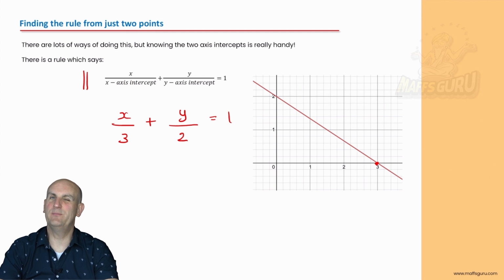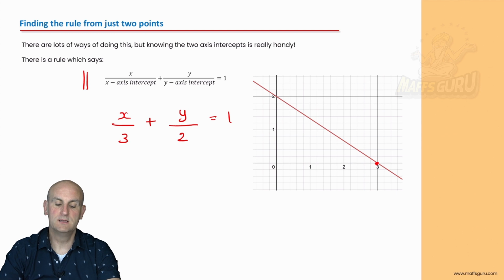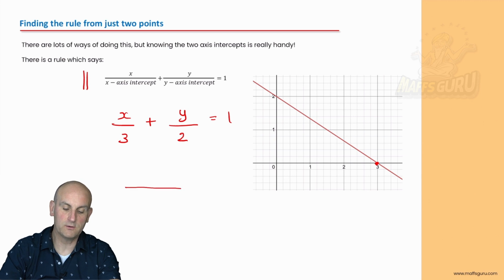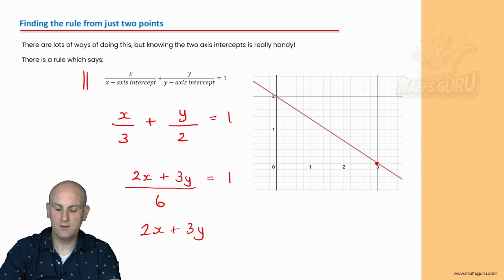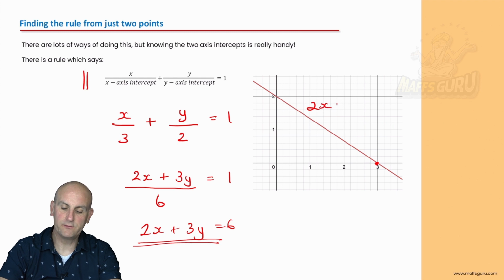Now we could leave it like that, but that's not in the right form. We'd like it to be in either gradient intercept form or intercept form. So what I'm going to do is take a common denominator of both of those. I'm going to turn them into a common denominator of 6. So 3 to 6 is doubled, so I need to double the x, 2 times x. 2 to 6 is done 3 times, so that becomes 3y equals 1. And then I'm going to multiply both sides by 6 to give me 2x plus 3y is equal to 6. So I now know that that equation there is 2x plus 3y is equal to 6.